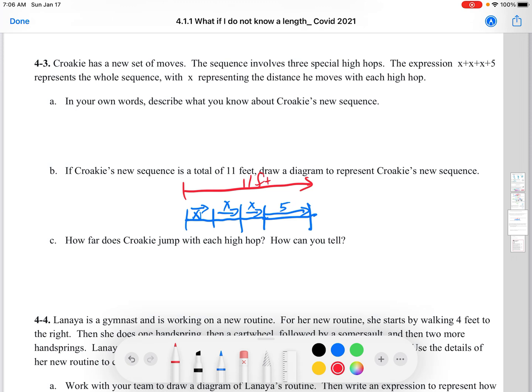How far does Croaky jump with each high hop? How can you tell? I'm going to let you stop, pause, and see if you can figure that out. So I'm guessing you did some guessing to figure out that x will turn out to be 2. And what we can do is say 2 plus 2 is 4, plus 2 is 6, 6 plus 5 is 11.